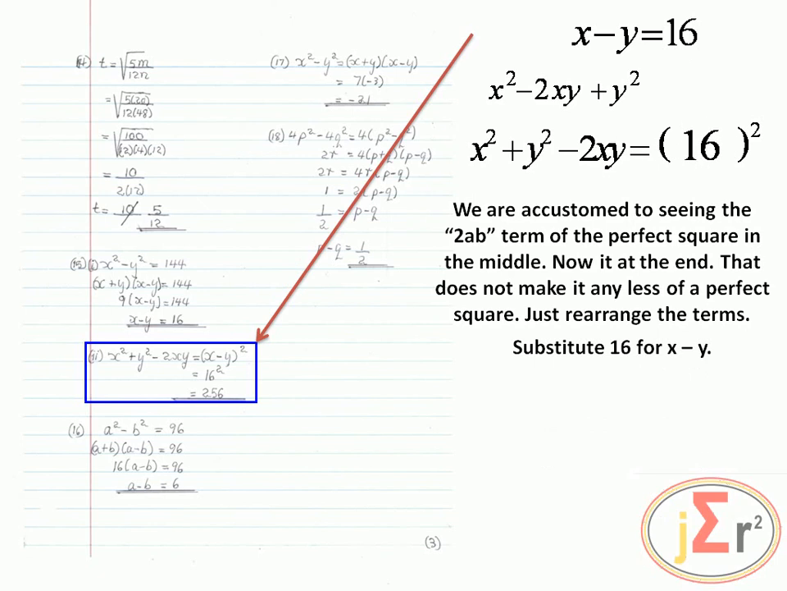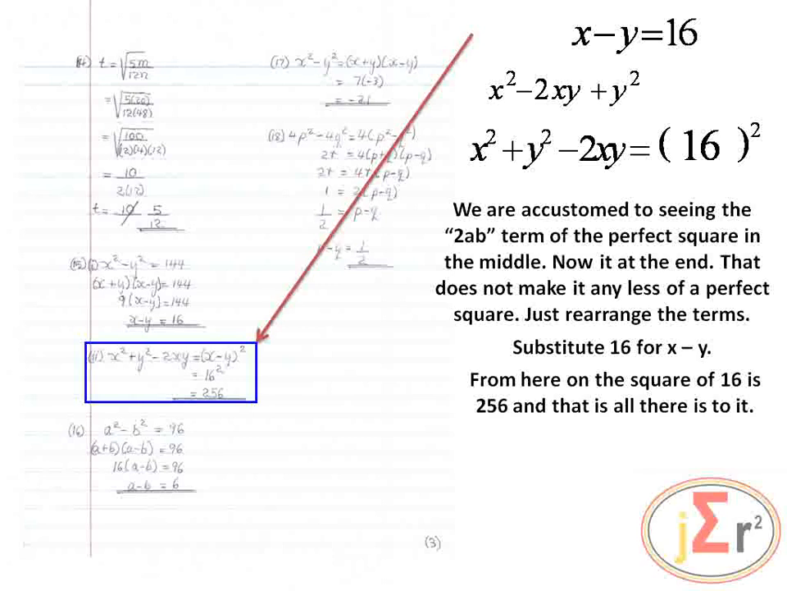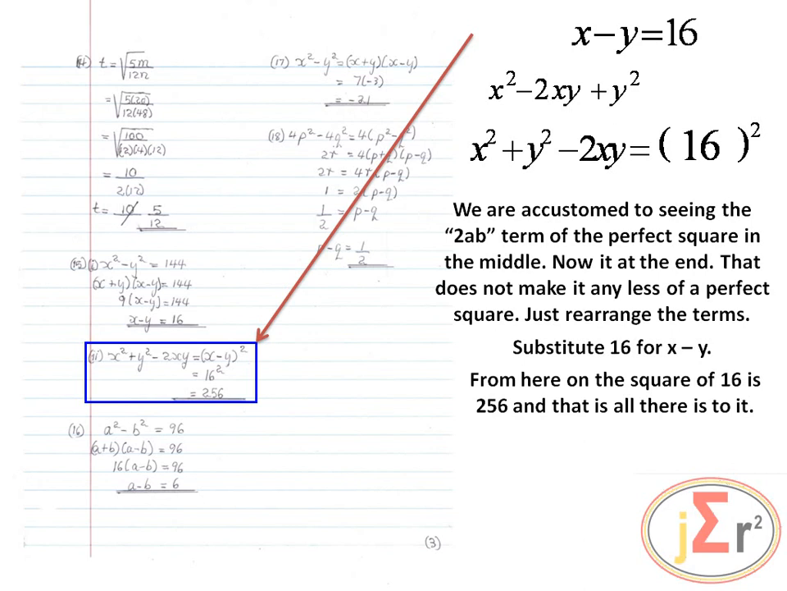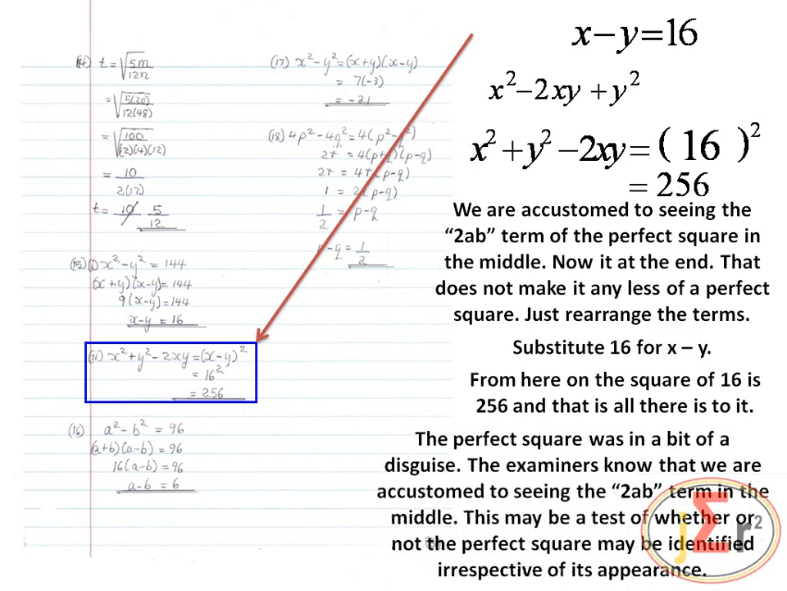Finish up. From here on, the square of 16 is 256, and that is all there is to it. All that is left is to square 16, and that result is 256. The perfect square was in a bit of a disguise.